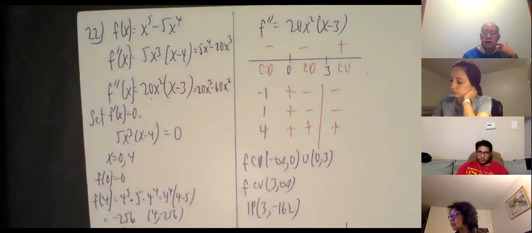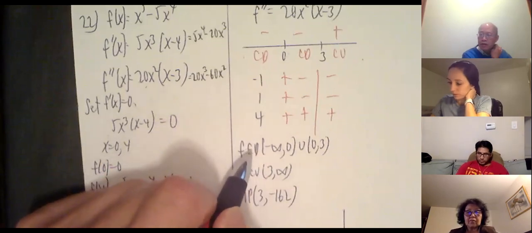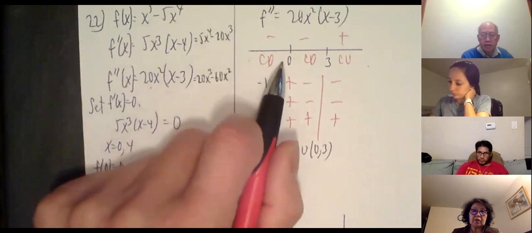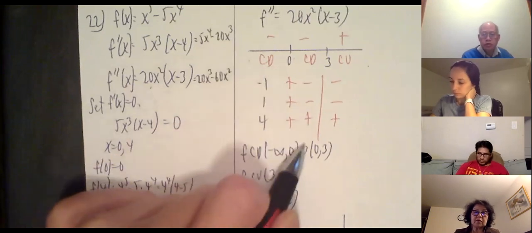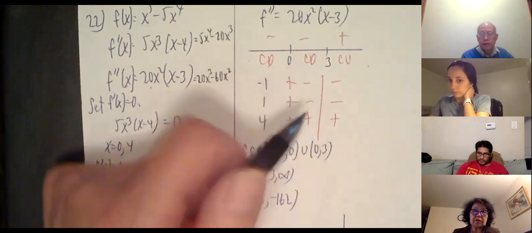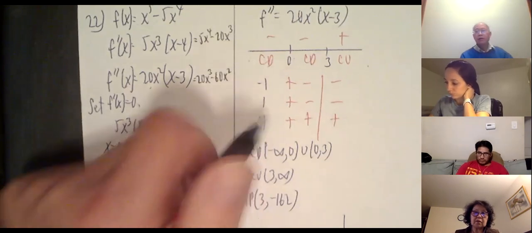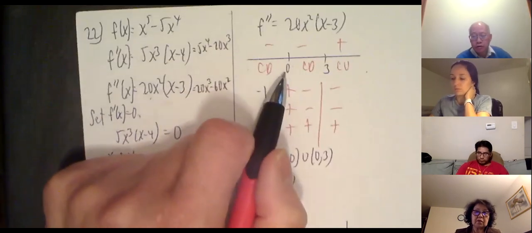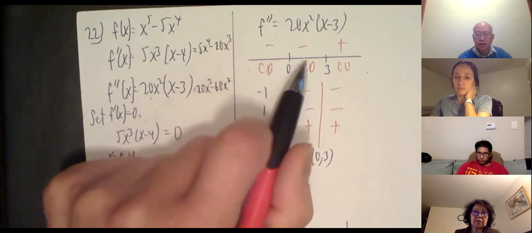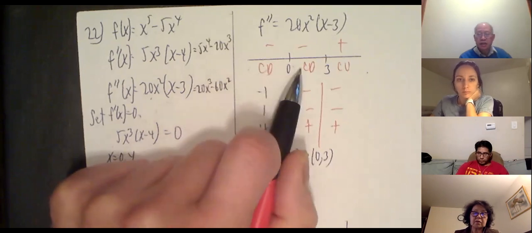Okay, so now here's something different. First, let me put the intervals of concavity. So the function is concave down from negative infinity to 0, union 0 to 3. Concave up the rest of the time, 3 to infinity. Now, take a look at x equals 0. Does this qualify as an inflection point? Take a look.